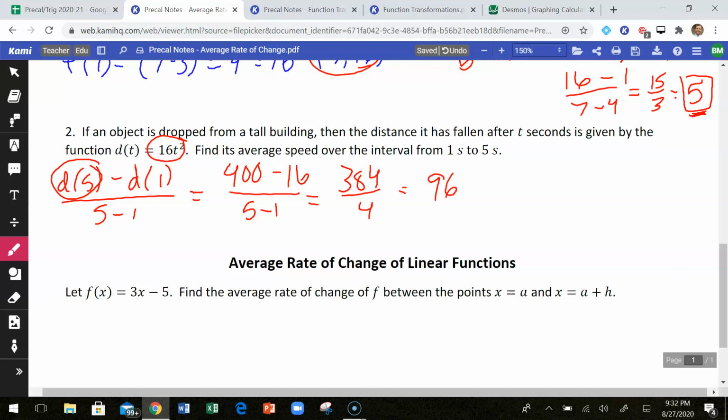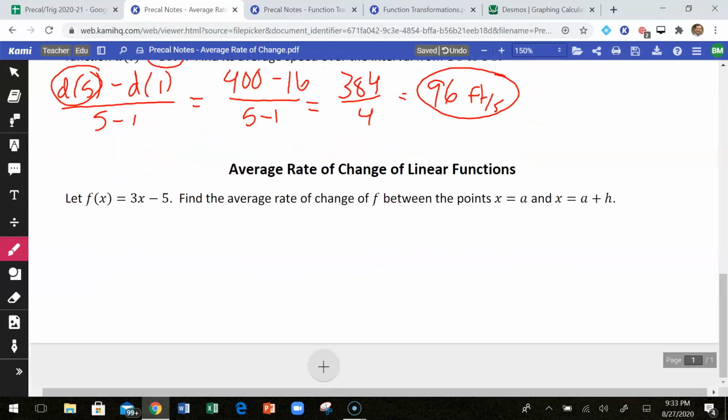Now, since this is a word problem talking about a specific thing, it doesn't tell me what my unit for distance is. It just says the distance it falls. So if maybe we're talking about feet here, then I can say that this is an average rate of change of 96 feet per second, right? Now that would have to be given. I need to know that, but essentially when you're doing an average rate of change, you're finding a slope. So it's something per something. So in that case, feet per second.